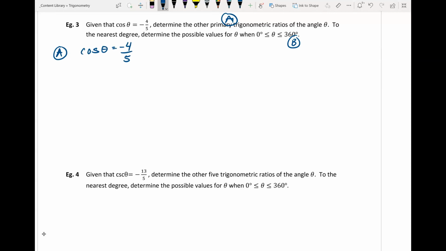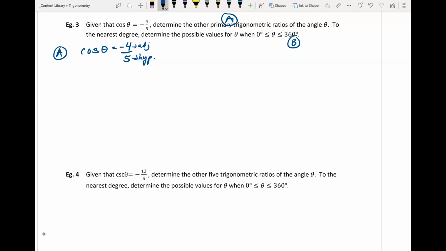We know that for cos, this is the adjacent side, and this is the hypotenuse. So that means we need to find the opposite side, and this does create a triangle, so we can use Pythagoras to solve for this. And also this negative indicates what quadrants we're looking at. We're looking at quadrants 2 and 3 because cos theta is negative there.